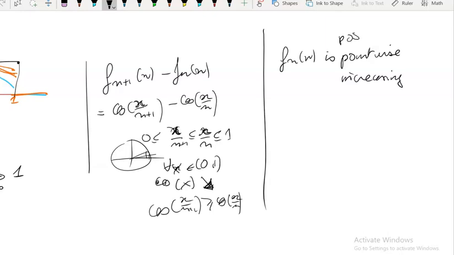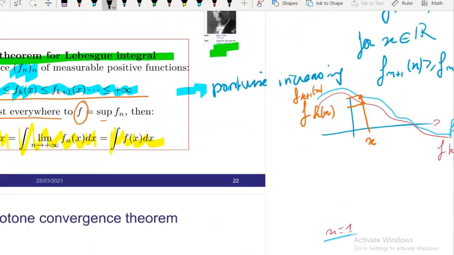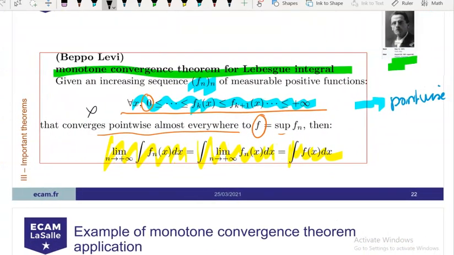It is also positive, because the cosine is always positive on that domain. It's positive, it's pointwise increasing. We've got that the sequence fn tends, as n tends to infinity, to the indicator function of [0,1]. So this is it. I've satisfied the hypothesis of Beppo Levi.